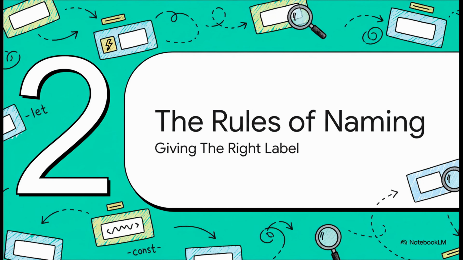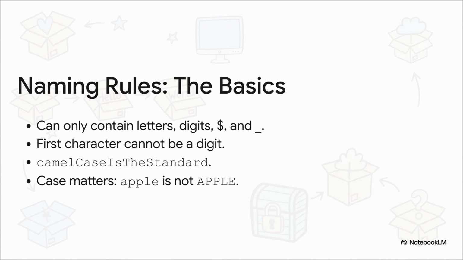Naming your data box is super important, but you can't just call it whatever you want. JavaScript has a few simple rules you've got to play by. The rules are actually pretty straightforward. Your names can only have letters, numbers, dollar signs, and underscores. That's it. A really big one is that the name can't start with a number. The standard way to do it is called camel case, where the first word is all lowercase, and then every word after that starts with a capital.